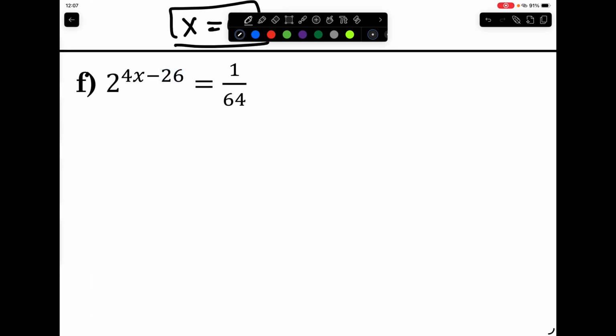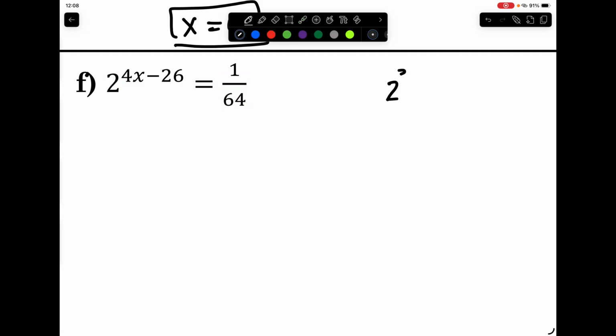So continuing something similar to the previous example, here we have 1 over 64. And we want to check again, since on this side of the equation we have a power of base 2, we want to check if we can write this as a power of base 2. So let's start first again with positive exponents.